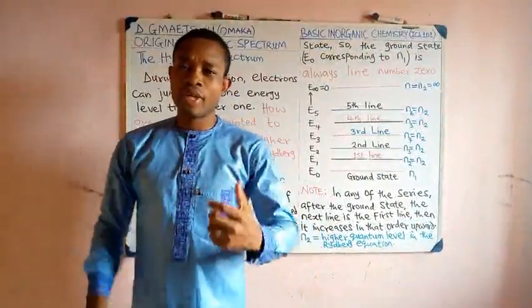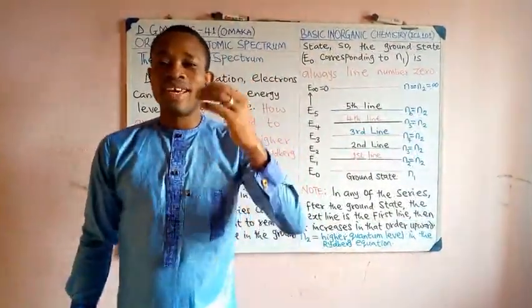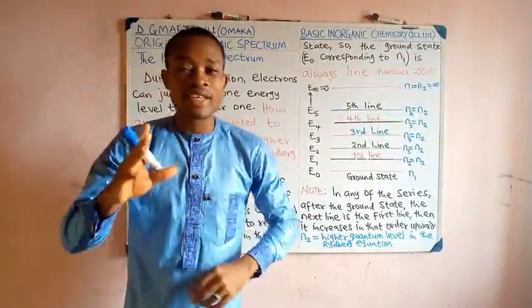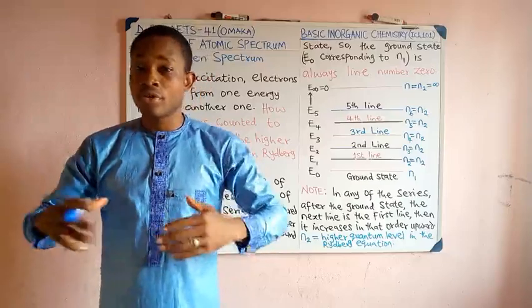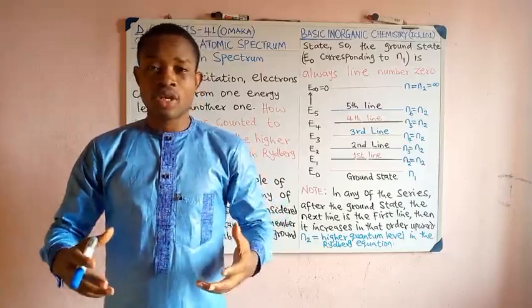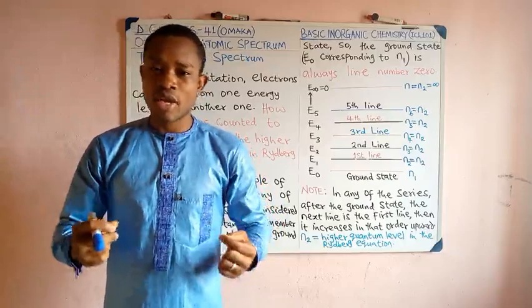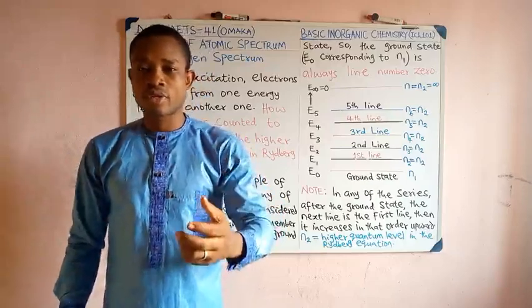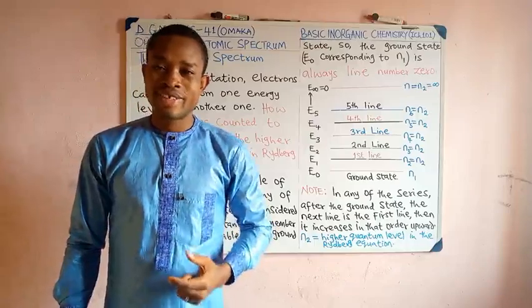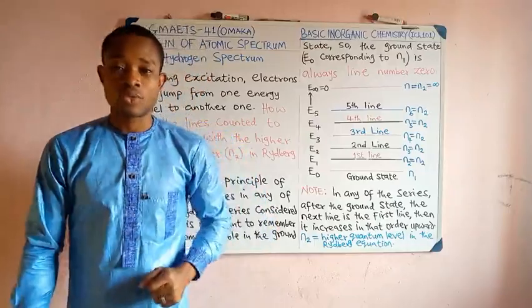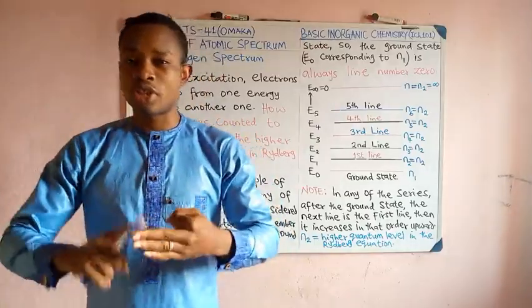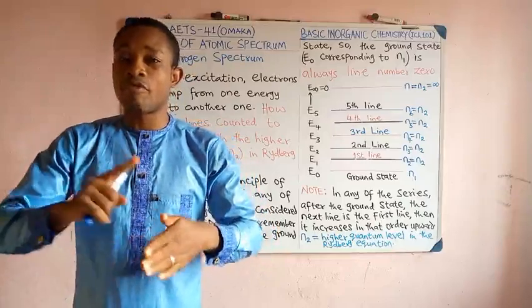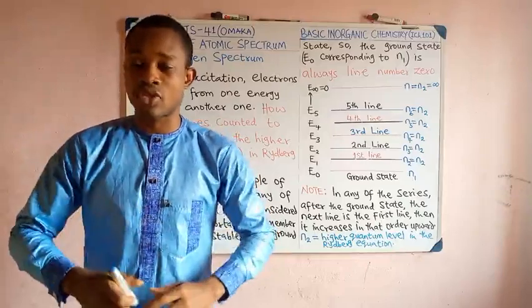In this video, let us now look at how we can count the lines of any given hydrogen series. You will recall that in the previous videos, we've already established that there are 6 major sets of hydrogen series that have been identified in the hydrogen spectrum. We mentioned the Lyman being number 1, the Balmer number 2, the Paschen number 3, the Brackett number 4, the Pfund number 5, and then the Humphrey number 6.